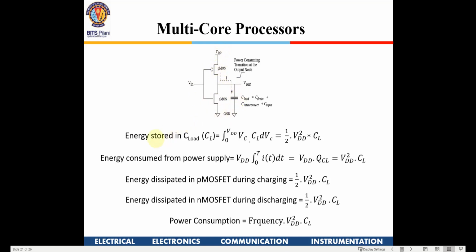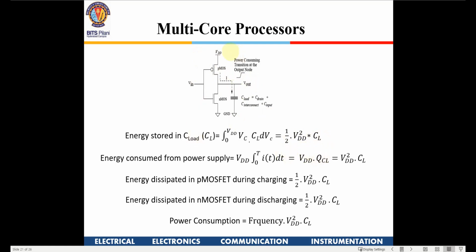If I try to find out the energy stored in the capacitor, this is a common electrical derivation: the energy stored in a capacitor is half VDD square CL, right? Initially the output was 0, the input was 1. The input has gone from 1 to 0, so the NMOS has switched off and the PMOS has switched on. Since the PMOS is switched on, this capacitor is going to get charged to VDD. So the energy stored in the capacitor is half VDD square CL.